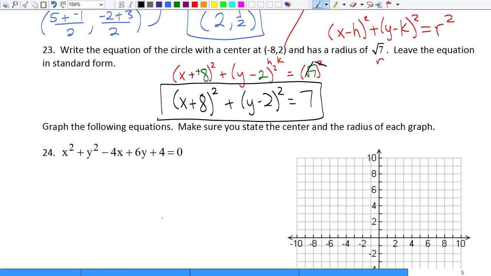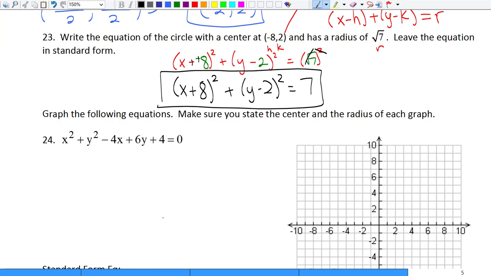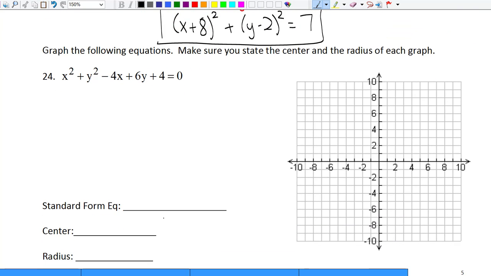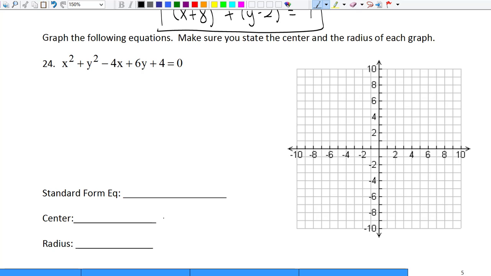For the next problem, for the following equations, make sure you state the center and radius of each graph. This is a circle and it's not in the right form. So I need to spend a little bit of time to put it in the right form. So I'm going to collect up my x's. I have x squared minus 4x. Then I'm going to collect up the y's, and that's y squared plus 6y.